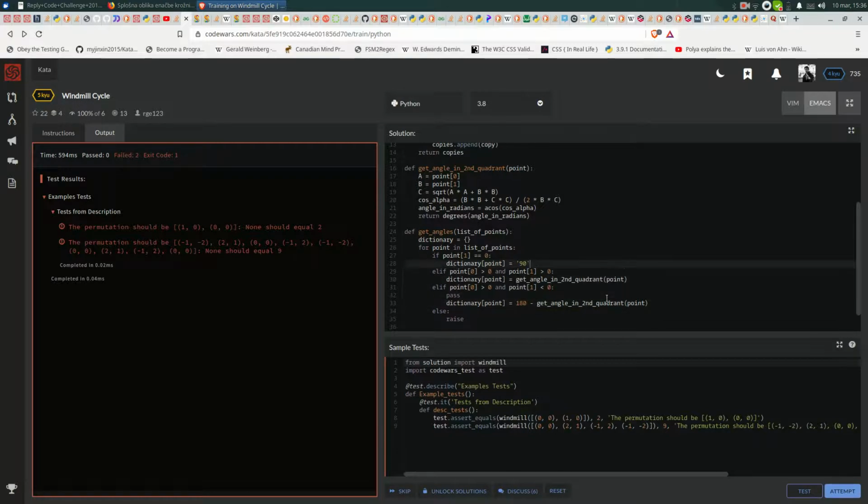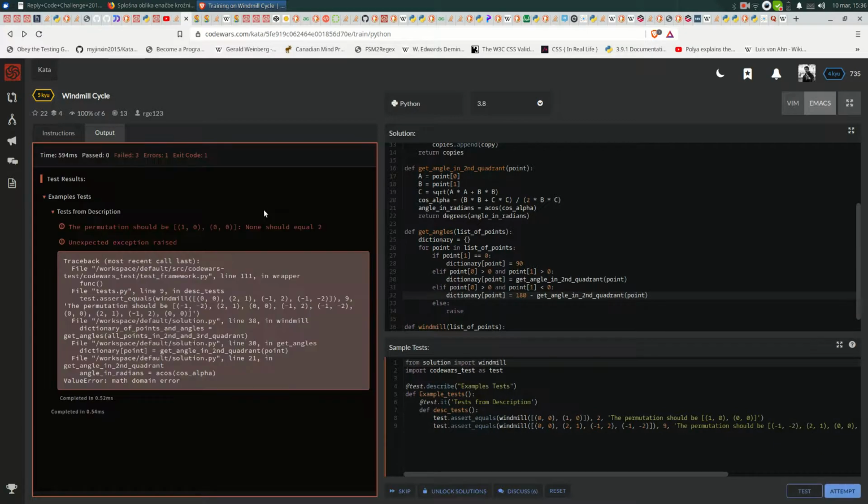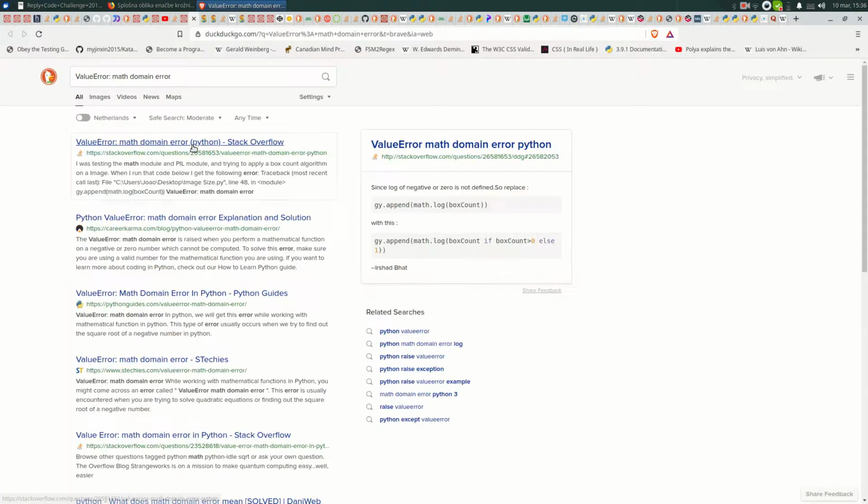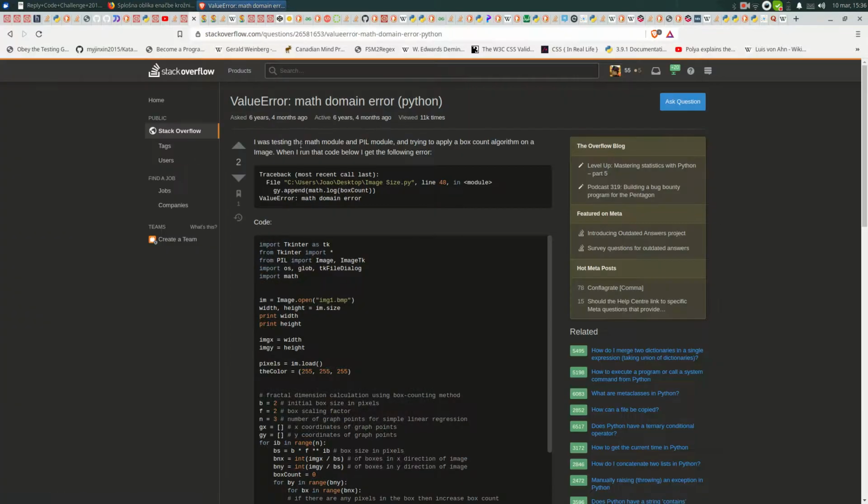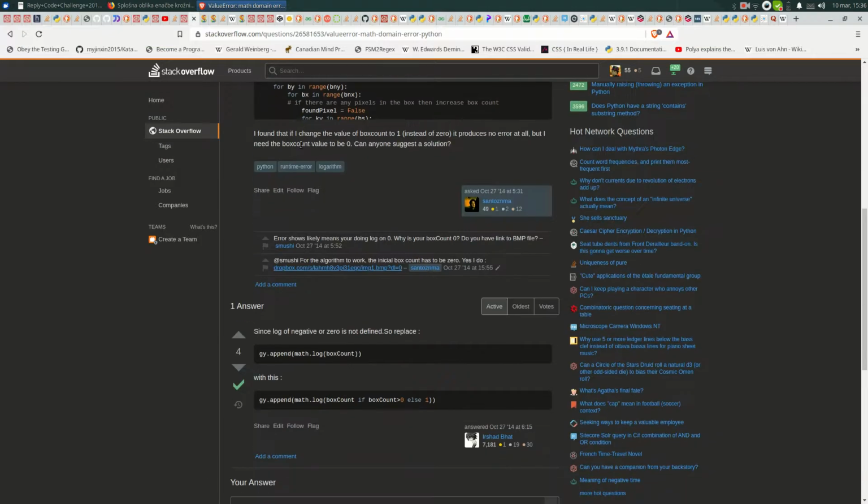And I guess that shouldn't be a string. So let's run that. Let's see if there are any troubles. Math domain error. Okay, that's new. I was testing code below. Since log of -0 is not defined, so replace else 1 0.